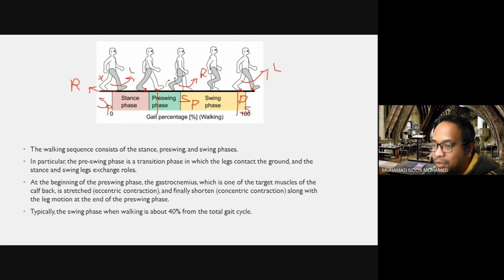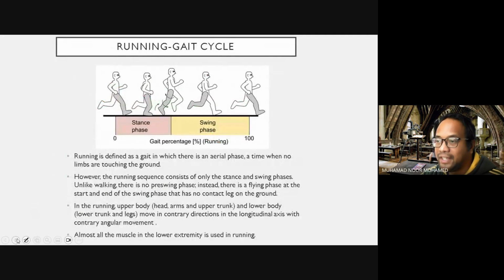So at the beginning of the pre-swing, the gastrocnemius, which is one of the target muscles of the calf, is stretched and finally shortened. So typically the swing phase when walking is about 40%. So this phase is 40%. So stance and pre-swing is roughly 60% of our walking gait.